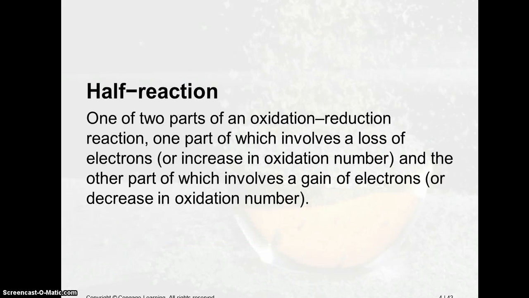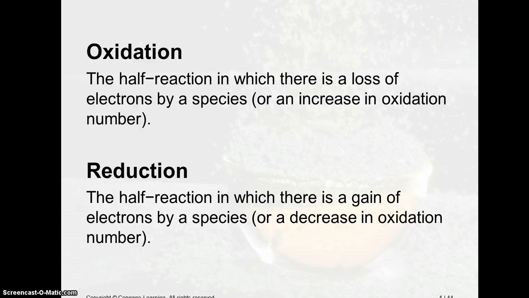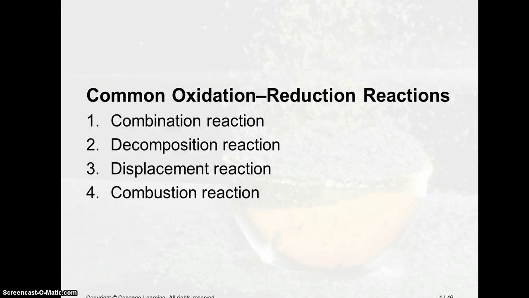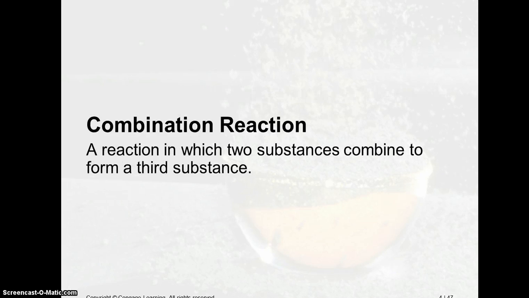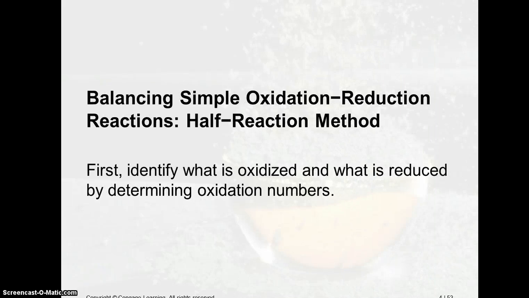The half reaction part of balancing equations is essential to know. Understand that these processes occur at the same time, just in opposite directions. And these are just some terms that you're going to have to know. The common oxidation reduction reactions will help you, but it's not essential that you know how to identify them just yet. That's something you'll learn later on. What's important that you know for this test is how to balance them using the half reaction method.